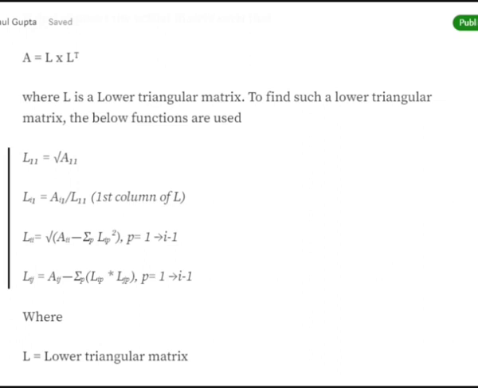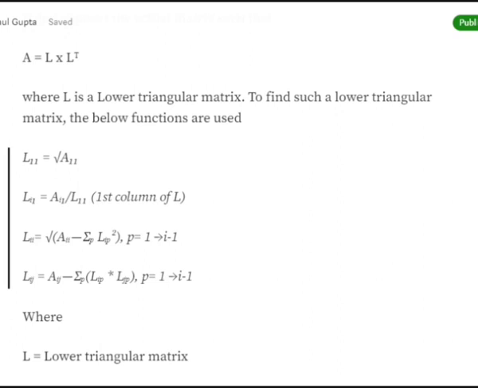Talking about the diagonal elements, how are they set up? The formula followed is the root of a_ii minus the summation of L_ip whole squared. For example, if you are trying to calculate L33, it becomes the root of a33 minus (L31 squared plus L32 squared). That's it. So basically, all the previous elements of that particular row in L will be squared and then subtracted from the diagonal element of A.